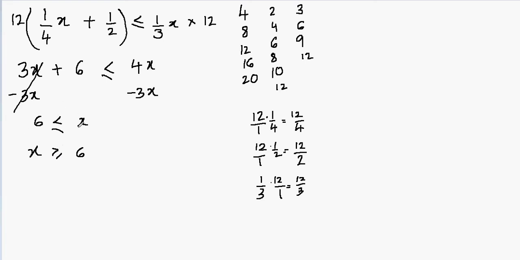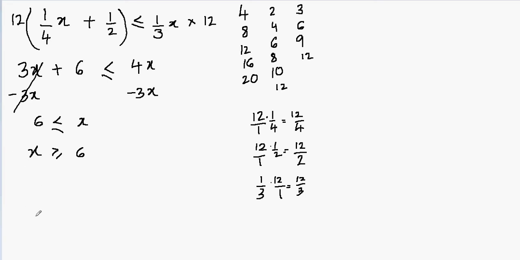So you can see it like this. 6 is less than or equal to x. 6 is either less than or equal to x. That means x is greater than or equal to 6. Both the things are the same, right? 6 is less than or equal to x, or x is greater than or equal to 6, right?